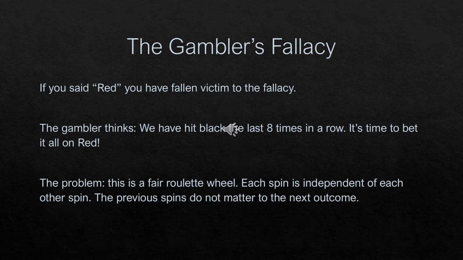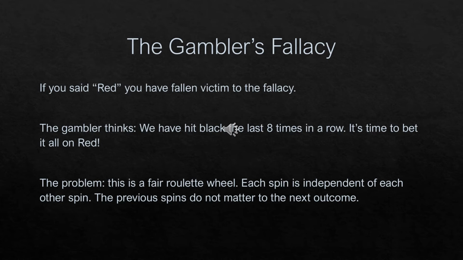But this is a fair roulette wheel. Each spin is independent of each other spin, and so the previous spins don't matter to the next outcome. Surely, eventually, red will come back up, given that it's a fair roulette wheel. If it never came back up, I would be highly suspicious.